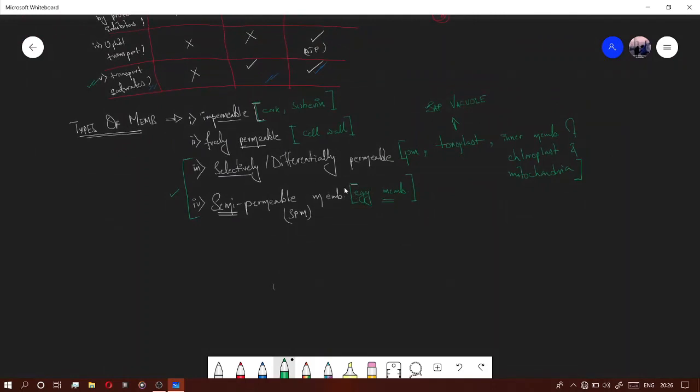Selectively permeable means only selected molecules can pass through it, nothing more. And the fact that selectively permeable is also called differentially permeable, you just need to know that. What is semi-permeable? In semi-permeable, solvent can pass but not solute. That is the only difference. Here only selected solute particles can pass, and here solvent can pass but not solute.